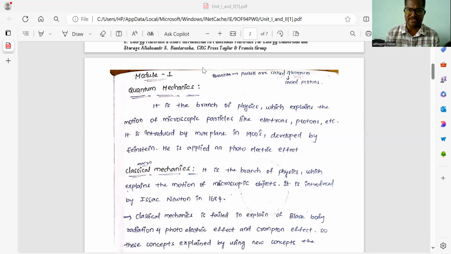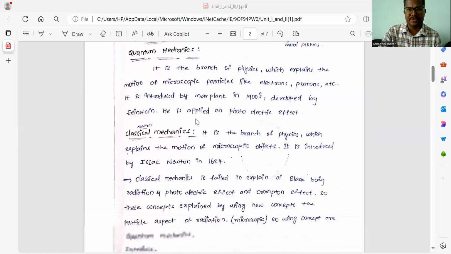Classical mechanics is also a branch of physics, which explains the motion of macro particles. What are macro particles? Any bench or stool that we see with the human eye. Those are macro particles or macro objects. It was introduced by Isaac Newton in 1684.